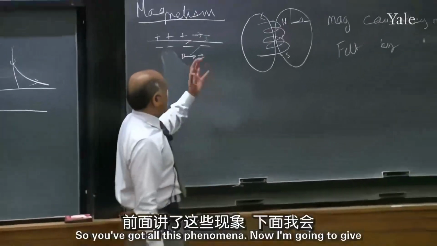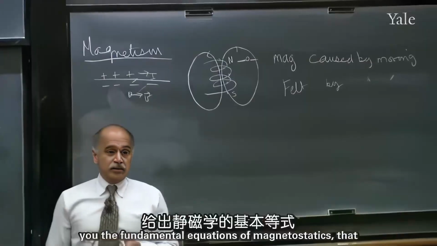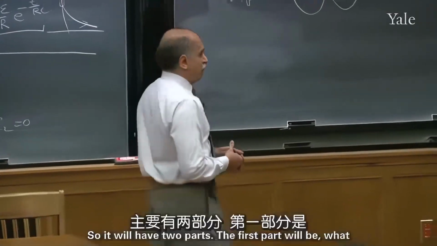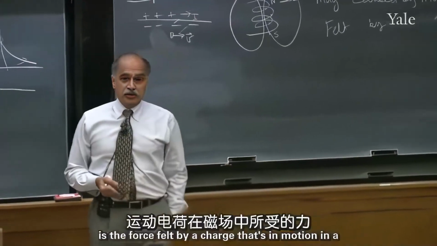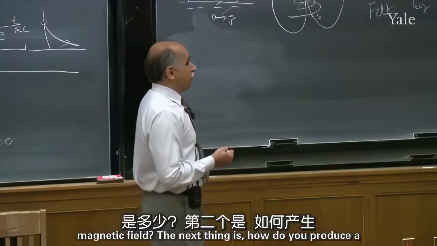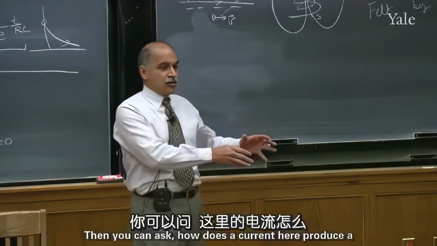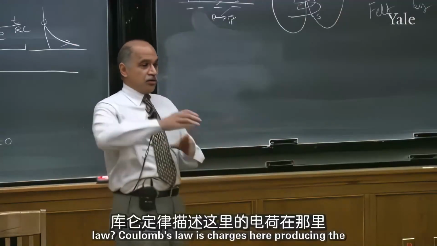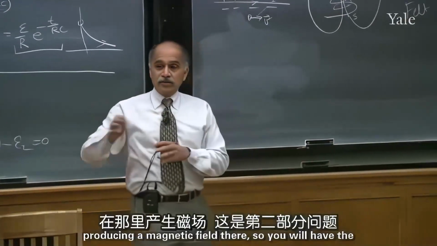So you've got all these phenomena. Now I'm going to give you the fundamental equations of magnetostatics that will explain everything I've described so far. It'll have two parts. The first part will be, what is the force felt by a charge that's in motion in a magnetic field? The next thing is, how do you produce a magnetic field? Well, the answer is electric currents. Then you can ask, how does a current here produce a magnetic field there? What's the analog of Coulomb's law? Coulomb's law is charges here producing an electric field there. Magnetism is a current here producing a magnetic field there. So you will have the second part.